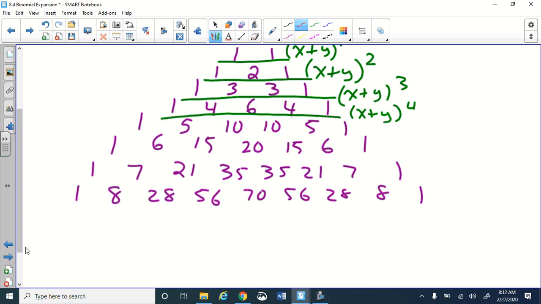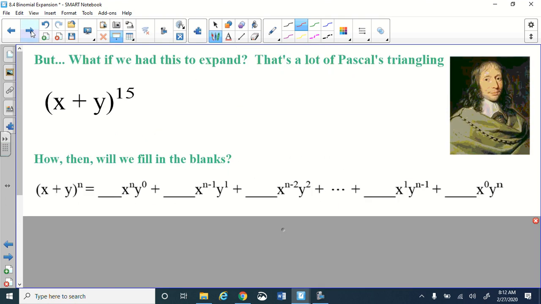It's like, ooh, that's a big triangle. And we may make mistakes along the way and end up with the wrong coefficient. So we need another way too, because this is a great way. If you've got anything from the second all the way to the 8th power, Pascal's triangle is the way to go. But past that, we want to be able to have a different method.